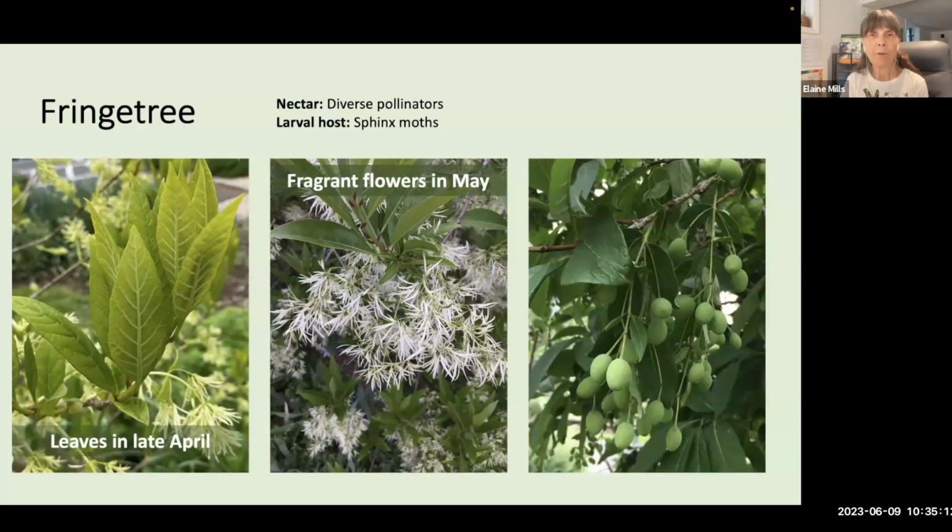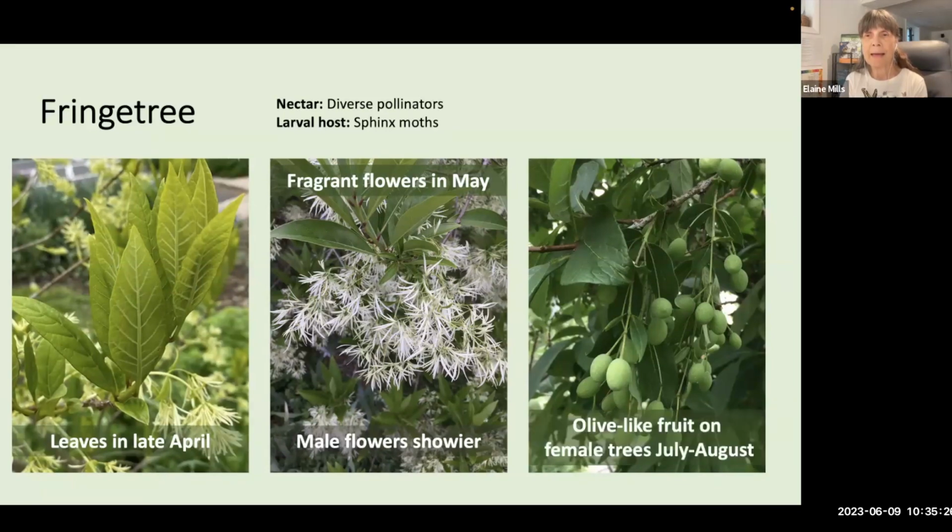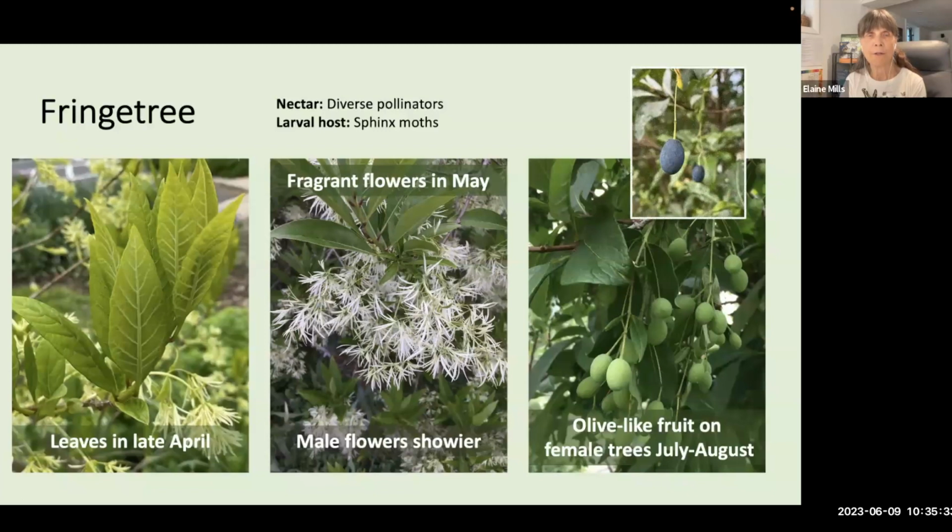And then fragrant flowers appear in May. The male flowers are said to be showier. When I looked at many different trees, I was having trouble telling them apart, but they do provide nectar to diverse pollinators. And olive-like fruit will be borne on female trees in July to August.